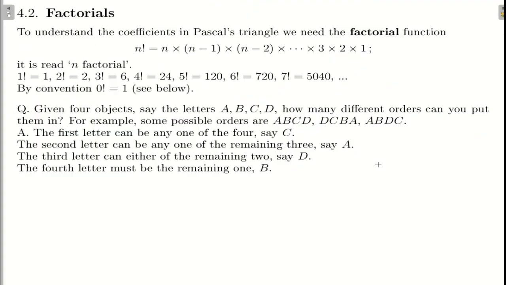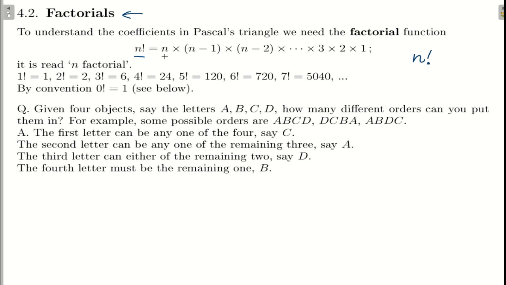After this exercise, we come up to another topic. It's called factorial. So what is factorial? To understand the coefficient in Pascal's triangle, we need the factorial function. It's n factorial. We denote it n and then an exclamation mark.